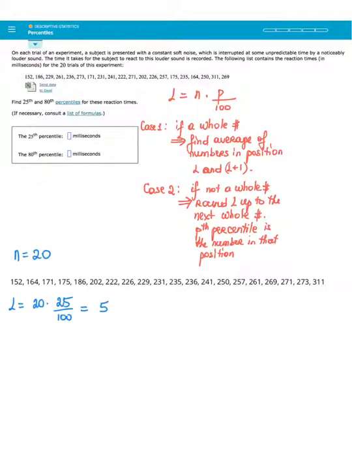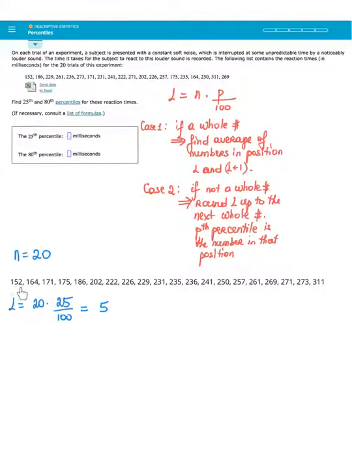First, I note that there are 20 elements in my data set, so n is equal to 20. Then I arrange all my elements in order from least to greatest. Now I'm ready to start computing L. L is equal to sample size n multiplied by the percentile we're looking for, and I'm working on the 25th percentile first, so 25 over 100. This product yields 5. Since 5 is a whole number, I need to find the average of the numbers in position 5 and the next one, position 6.